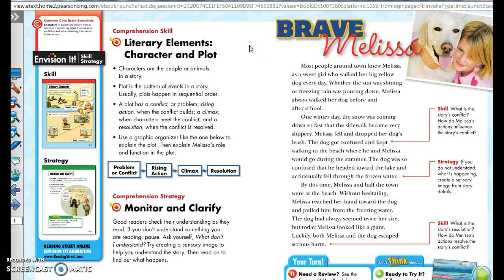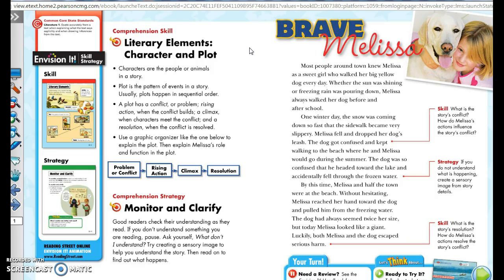Characters are the people or animals in a story. Plot is the pattern of events in a story. Usually plot happens in sequential order. Whenever we're talking about a fictional or a fake or a made-up story, that is true. When we get into nonfiction stories, then you'll see that they can be organized in some different ways.